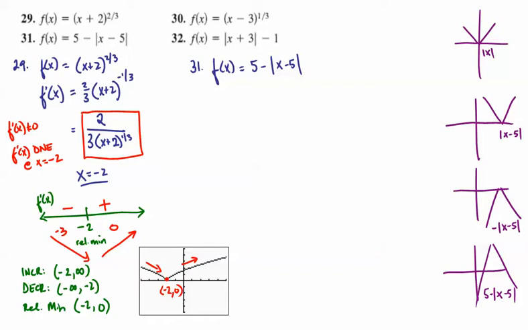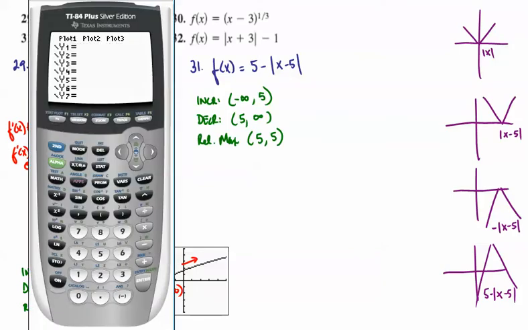Alright, so looking at this, the function is going to increase from negative infinity to positive 5. And it decreases from 5 to positive infinity. It has a relative maximum at x equals 5. And we can plug that in. We get 5 minus 0, which is 5. At x equals 5, y equals 5. And I believe that's it. We'll call in the graphing calculator to verify what we did here.